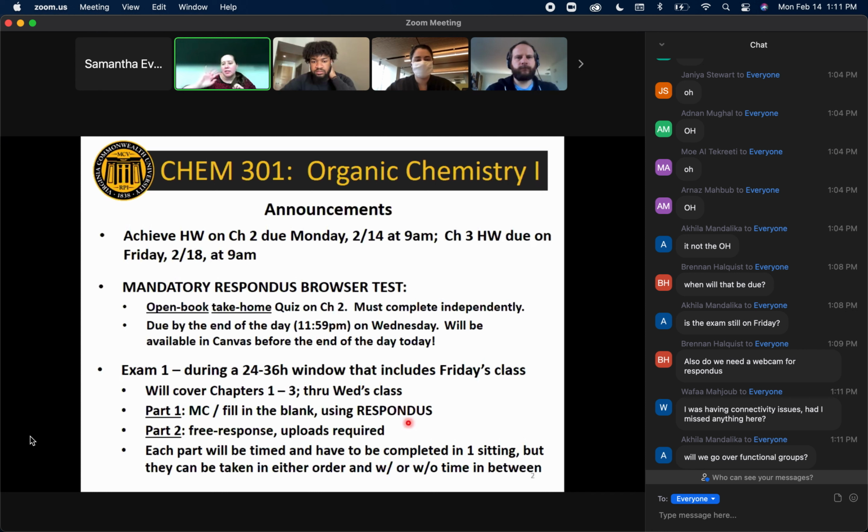One will require Respondus, one will not require Respondus. Each part will have a timer that will begin when you start that part, and you have to finish it during that time. You don't have to take them in order, and you don't have to take them right after the other. You can do one and then take a break and then do the other.